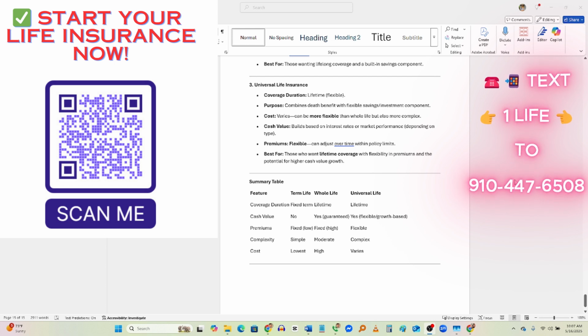All right, let's do a summary table. Features: term life, whole life, and universal life. Coverage duration: for your term life, it's fixed. For your whole life, it's lifetime, and for universal life, it's lifetime. So whole life and universal are lifetime coverage, and a term life policy is a fixed term. If you get it for 10 years, 20 years, or 30 years, it would expire after that time. Basically, you're renting the insurance, and it will expire at one time.